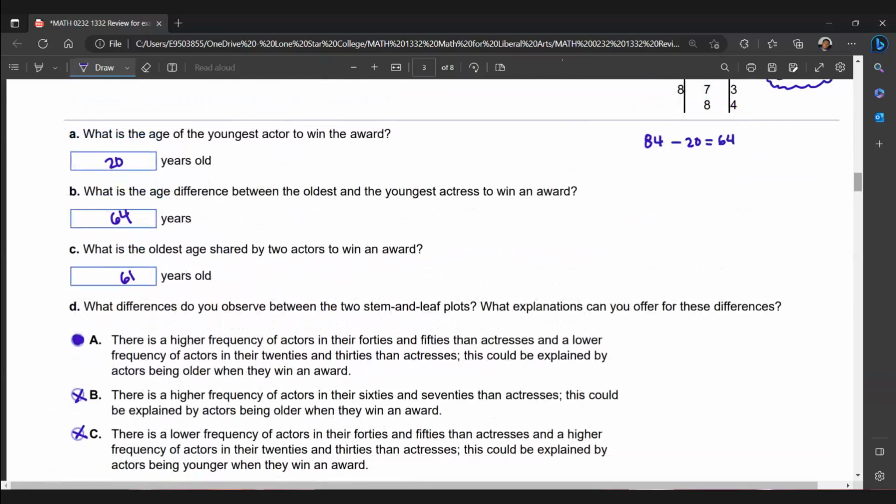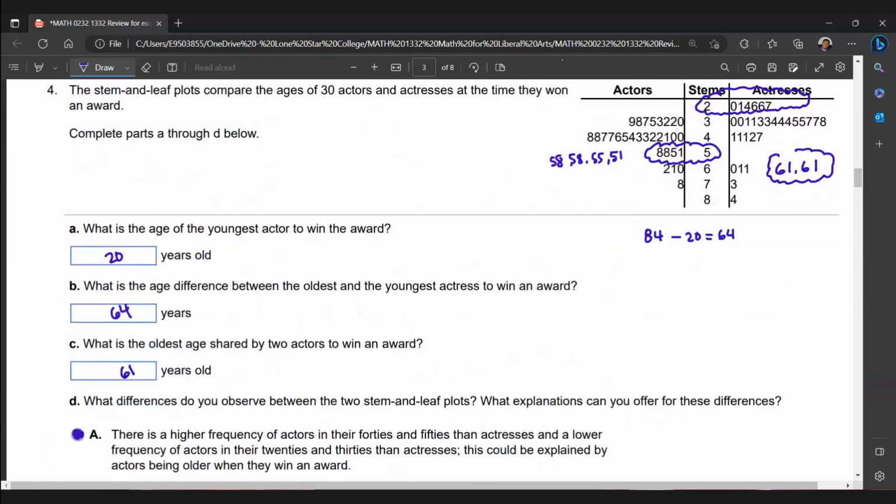But I'm going to check here this on the answer choice. This has me puzzled. Okay. And I'm checking. And I guess I just have to scroll all the way down to the answer choices. So what do they mean by actors? Do they mean both men and women, or do they just mean men?